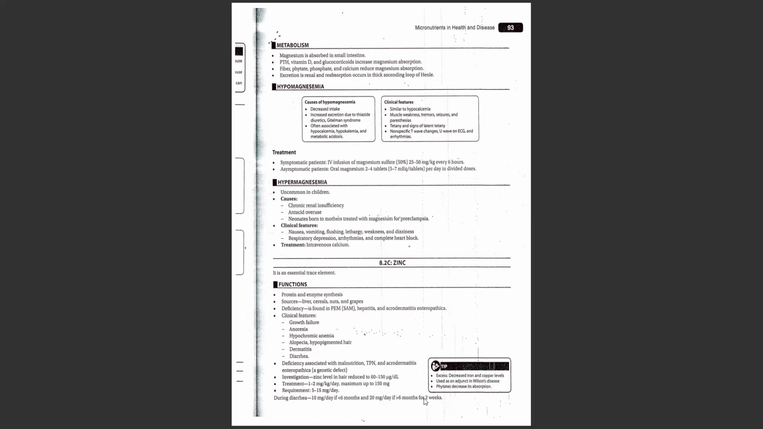And that is all about zinc deficiency. Then we have the iodine. This is also a most important mineral in our body.